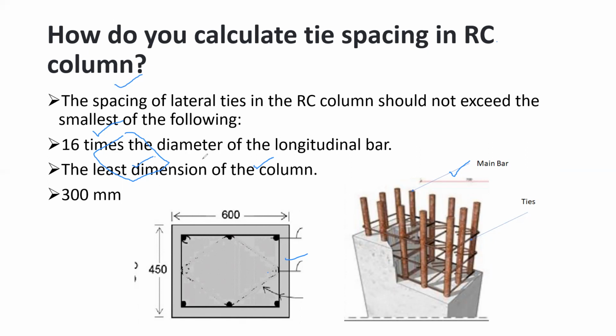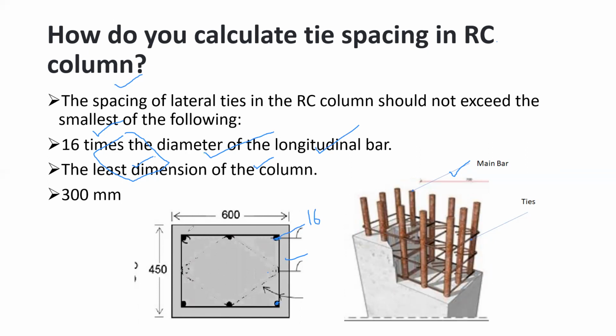What is the first component? 16 times the diameter of the longitudinal bar. What is the longitudinal bar here? This dot is the longitudinal bar. Suppose the diameter is 16 mm, we have to find out 16 times the longitudinal bar diameter. That is the first step.